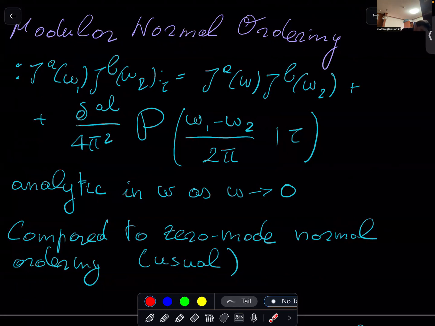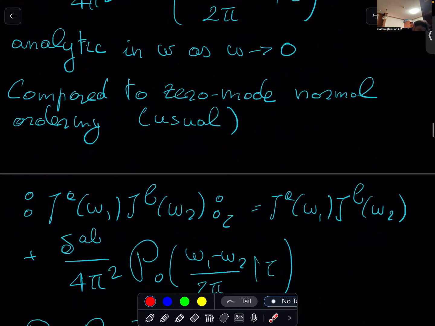One is this, which is not the usual one. We call it modular normal ordering, and this is in cylindrical quantization. So this is essentially requiring that you always have an analytic function. So as W1 goes to W2, or maybe I wrote as W goes to 0, anyway, as the difference goes to 0, you don't get singularities. So this is a prescription to do that, and then you can compare with this guy.